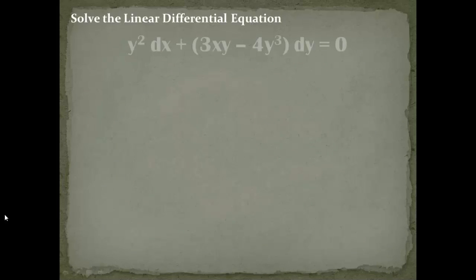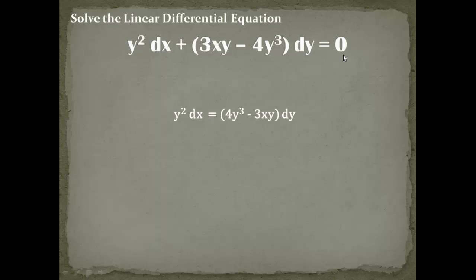Our next problem is we need to solve the linear differential equation y squared dx plus 3xy minus 4y cubed dy is equal to 0. Now, we rewrite the equation so that we can acquire its standard form. That's why we have y squared dx is equal to 4y cubed minus 3xy dy.